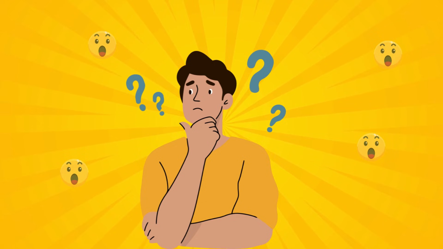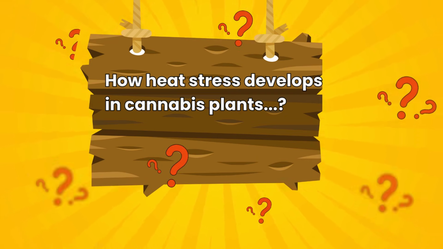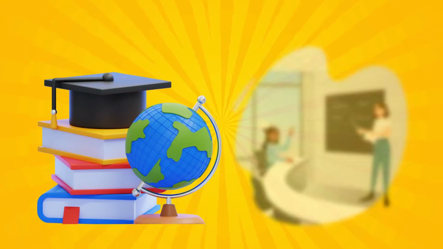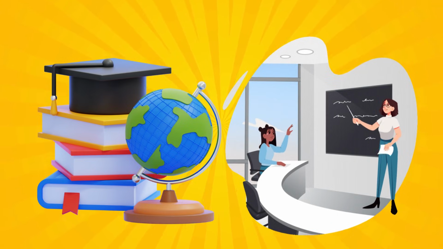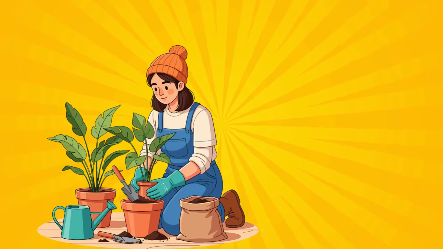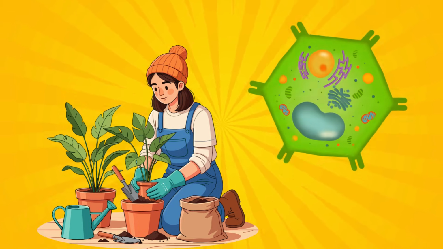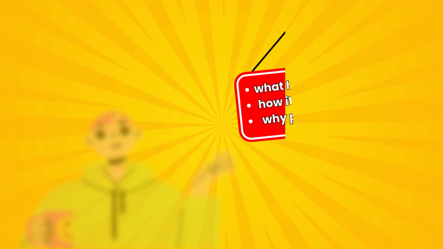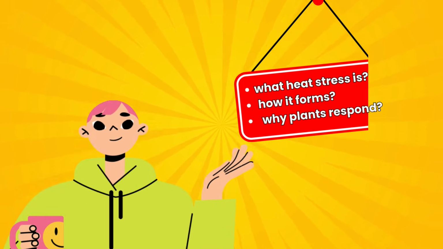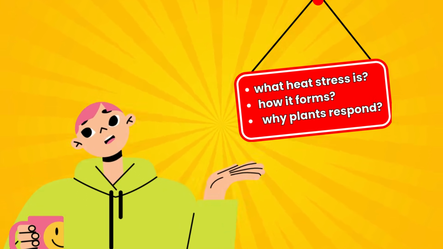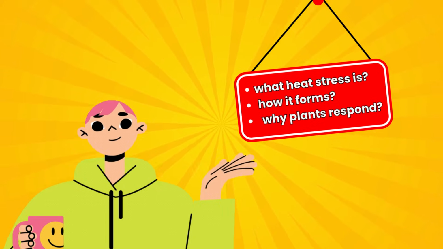In this episode, we're exploring how heat stress develops in cannabis plants. This content is purely educational and focuses on plant biology, physiology, and environmental response. We are not discussing how to grow, control temperatures, or fix problems. Instead, we're explaining what heat stress is, how it forms, and why plants respond the way they do.